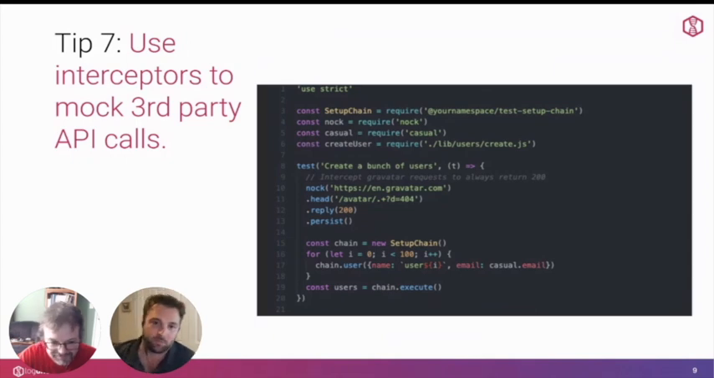If you can't spin up the servers, if you're using a third-party application, for example, you should use interceptors to intercept the HTTP traffic. A favorite one of mine is called nock, and what it does is it's still a mock, but it's only mocking the server and the server's response. So here we're using the setup chain to set up 100 users. Let's say that our user creation calls out to Gravatar to see if they've got a Gravatar image for their email. Clearly, you can't do that in CI/CD, nor would you want to. So this will intercept those and send a 200 reply back for each one.